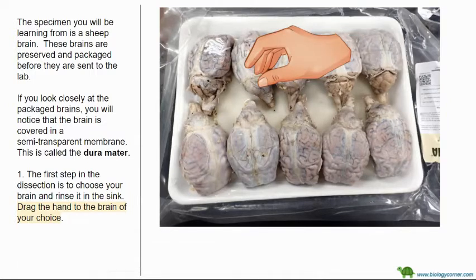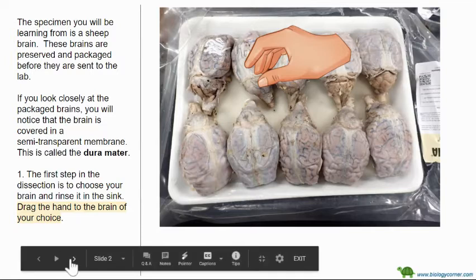Take the hand, grab it with your mouse, and choose whichever one of these brains you would dissect if we were in class. So it's not doing anything. Don't worry about what it is supposed to do. Just put the hand near the brain that you would choose. That's what we would do in class. You'd choose a brain, wash it off, put it in a pan, take it to your desk. All right, that's all you do there.